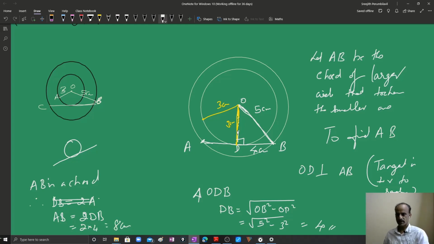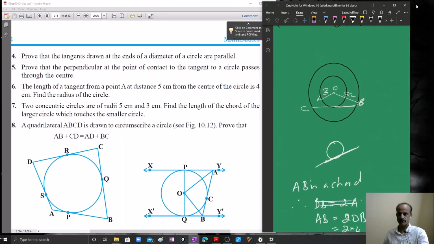Why is this 2 times? Because this is a tangent to the smaller circle, as is shown here. At the same time, it is a chord to the larger circle. When you look at it as a chord, this is the perpendicular from the center to the chord. Therefore, it bisects. Therefore, DB is half, or D is the midpoint. That means AB is 2 times this portion, 8 centimeters.